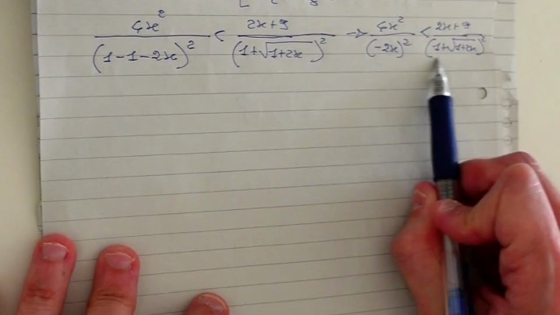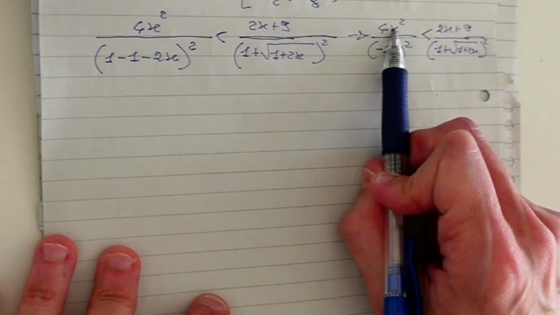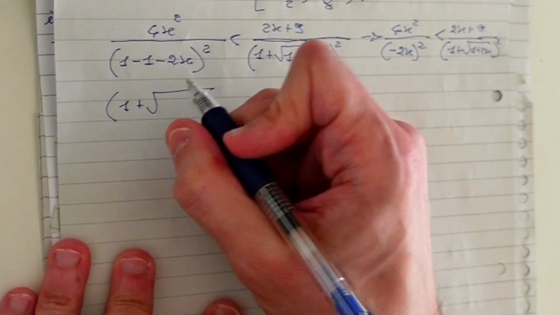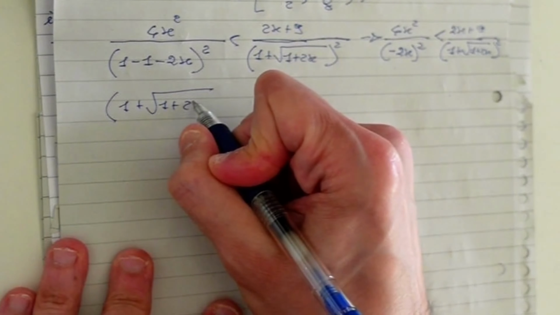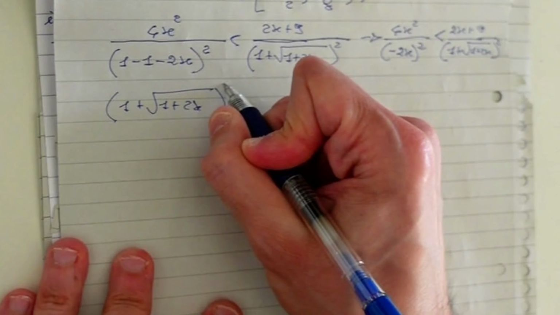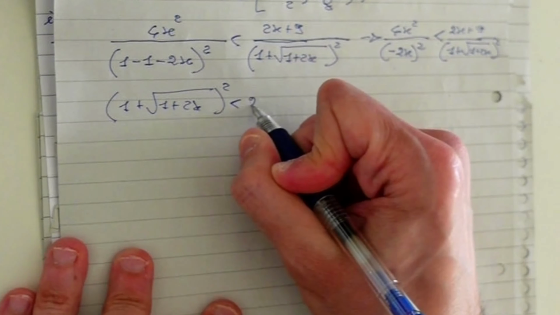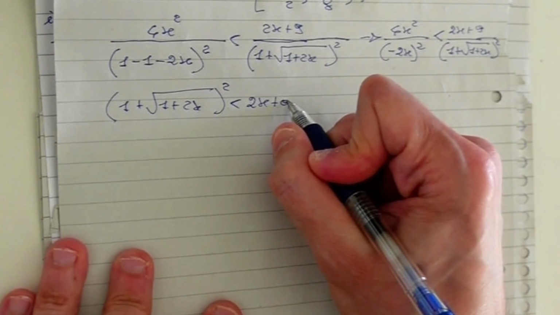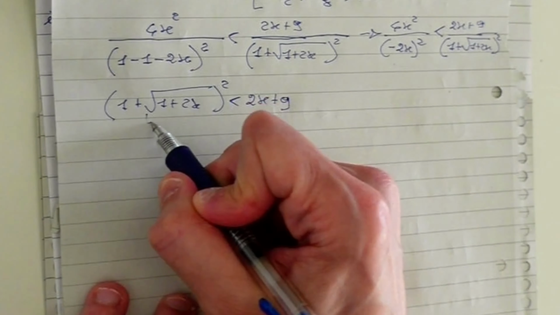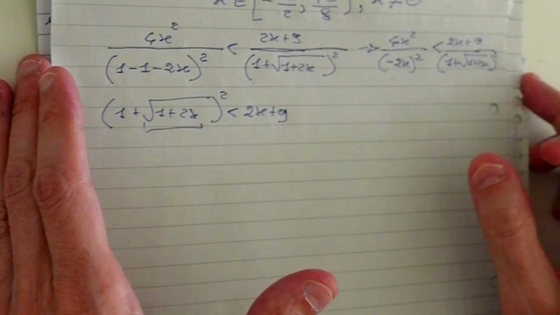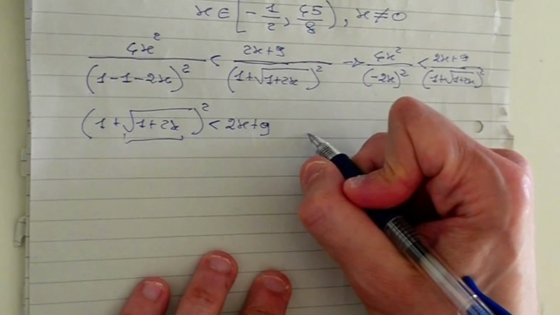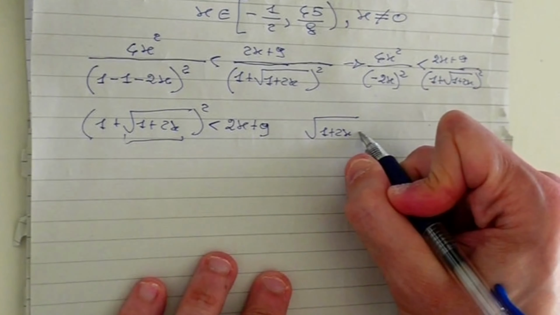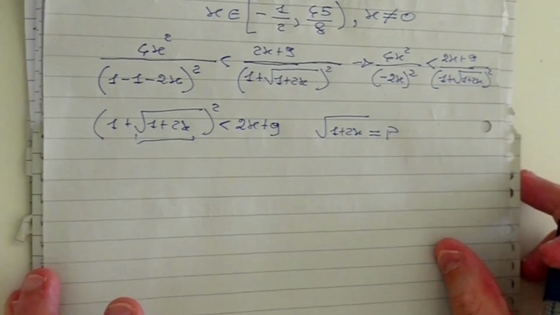Please, we move this denominator in here, and we have 1 plus square root of what? 1 plus 2x squared, less than 2x plus 9. So we have to impose that this guy here be a linear term. We can call it, we want the square root of 1 plus 2x, and we call it p, for instance. We call it p, okay?